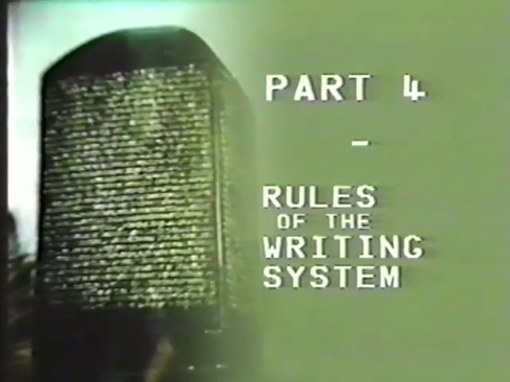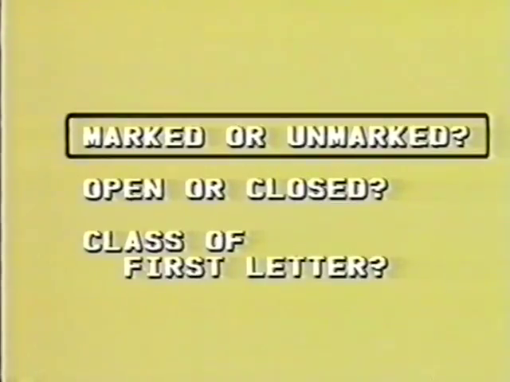In this section, you'll learn how tones are represented in Thai script. This tone chart gives an overview of the system. We'll start with the basic rules for words of one syllable. If you see such a word written in Thai script, to determine the tone, you'll need to answer 3 types of questions. First, is the word marked with a tone mark or not?